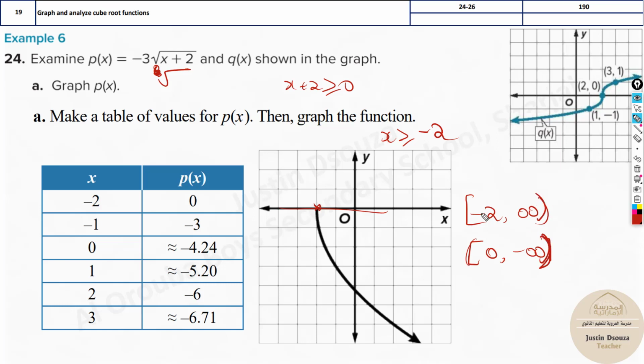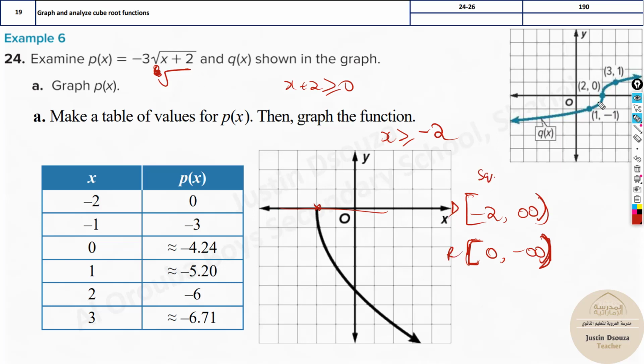This is a small bracket. Infinity is always with a small bracket. A big bracket means this value is included. If it is only greater than 2, then we use a small bracket for 2. That's not included. That's the thing. Here, this is a big bracket. Domain is done, range is done. This is for square root, okay?